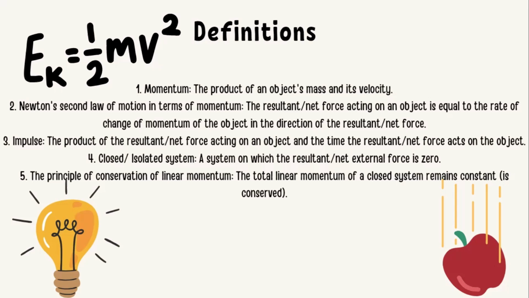A closed or isolated system is defined as a system on which the resultant or net external force is zero. The principle of conservation of linear momentum is defined as: the total linear momentum of a closed system remains constant, meaning it's conserved. Now, that may have just been a whole bunch of words and not a lot of understanding, and that's totally fine. We're going to go through all of these topics as we go through the actual content.